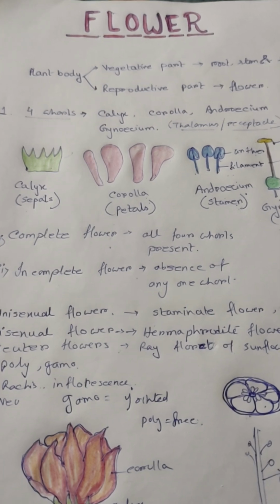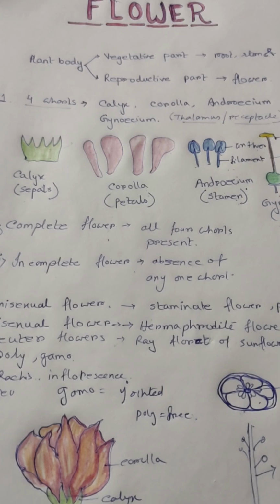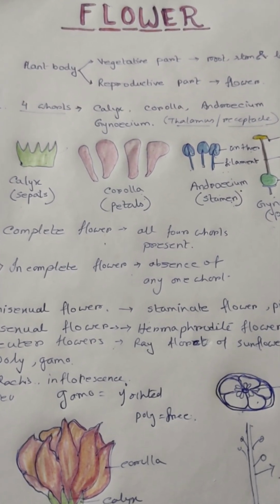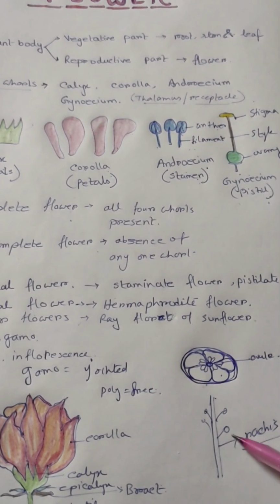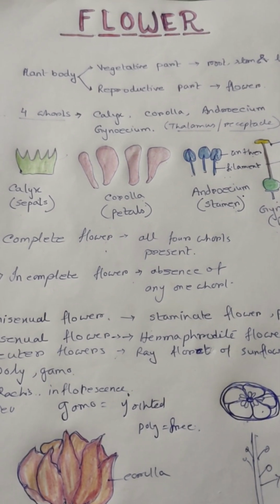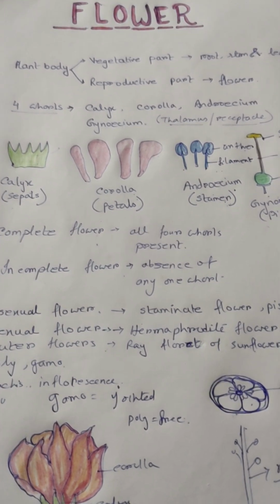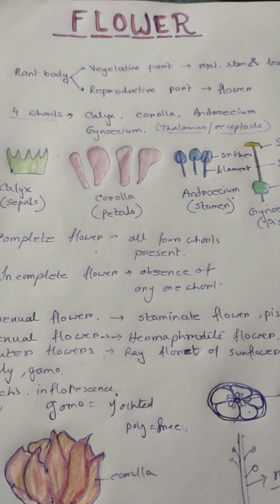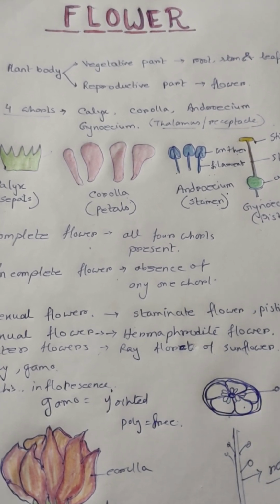In my next video, I will explain the arrangement of flowers on the rachis, that is called inflorescence. Inflorescence is the arrangement of flowers on the rachis. I will give you the detail in my next video about the different types of inflorescence, and also I will explain the different types of placentation. Placentation is the arrangement of ovules in the ovary on the placenta.